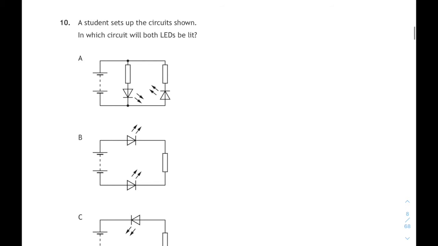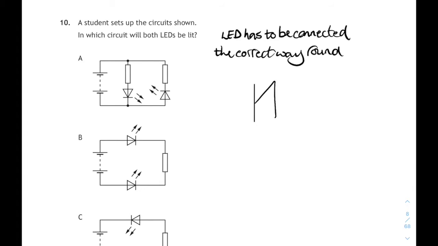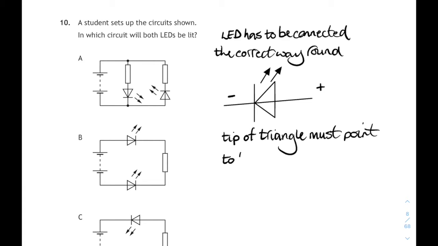Question 10. Student sets up the circuit shown below. In which circuit will both LEDs be lit? Remember, an LED has to be connected the correct way around. And if we look at the LED symbol, it's got a kind of triangle in its symbol. And that triangle in the symbol should always point to the negative terminal. The tip of the triangle must point to the negative terminal of the battery.